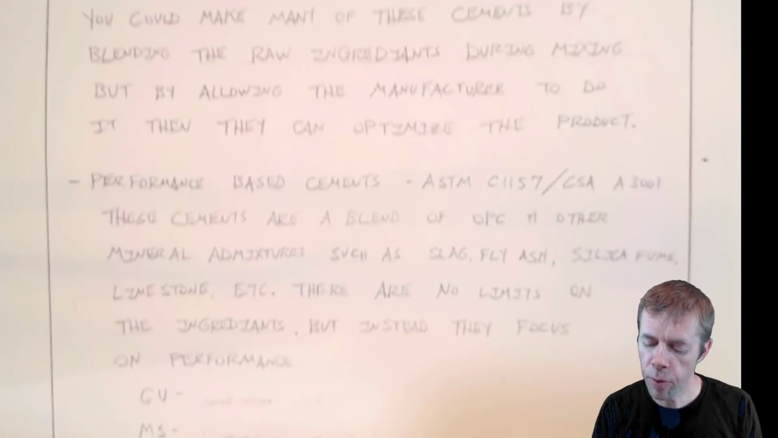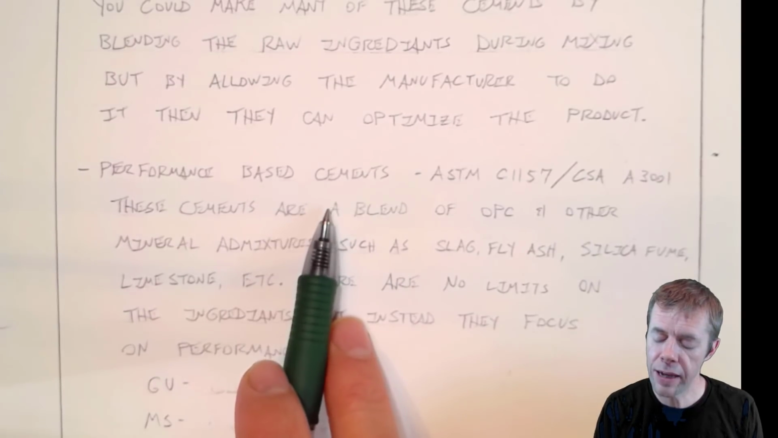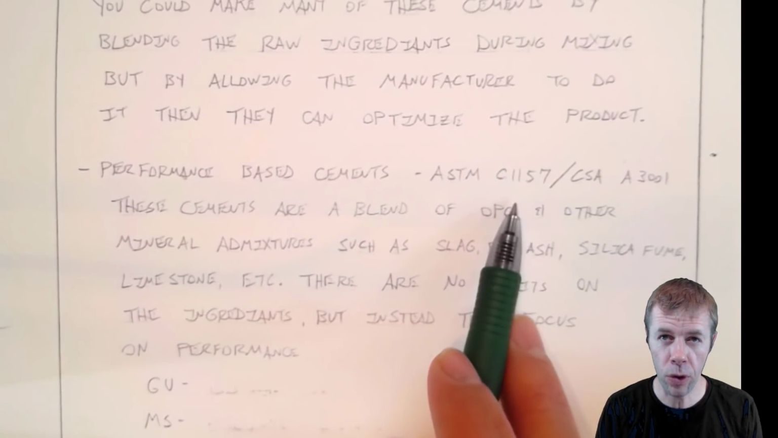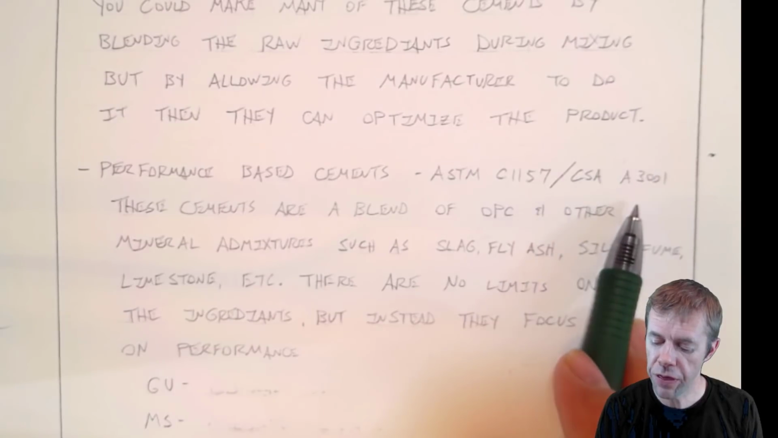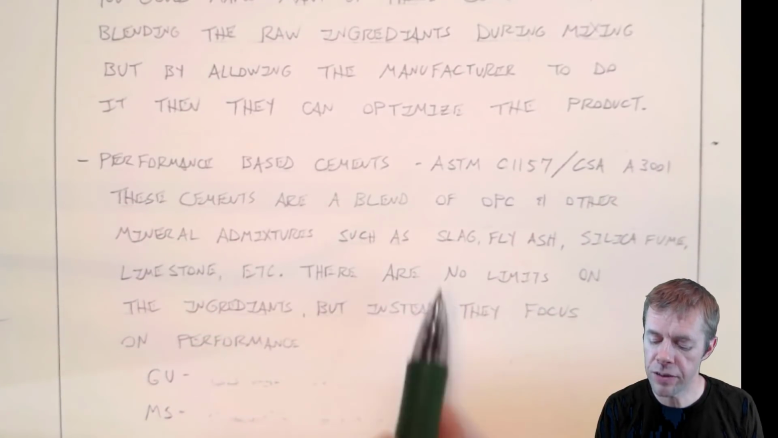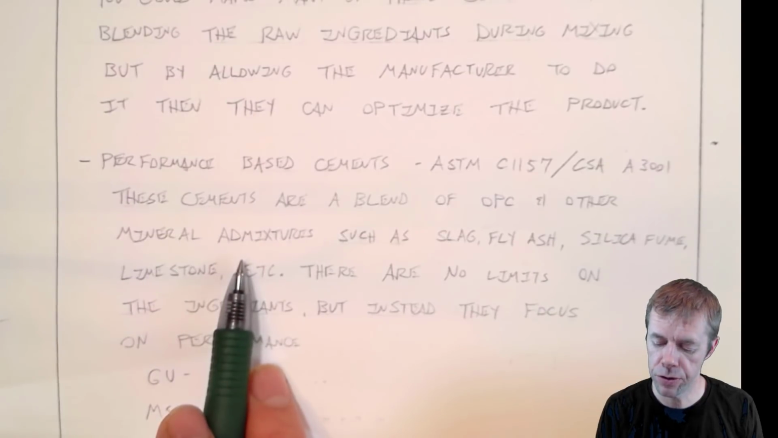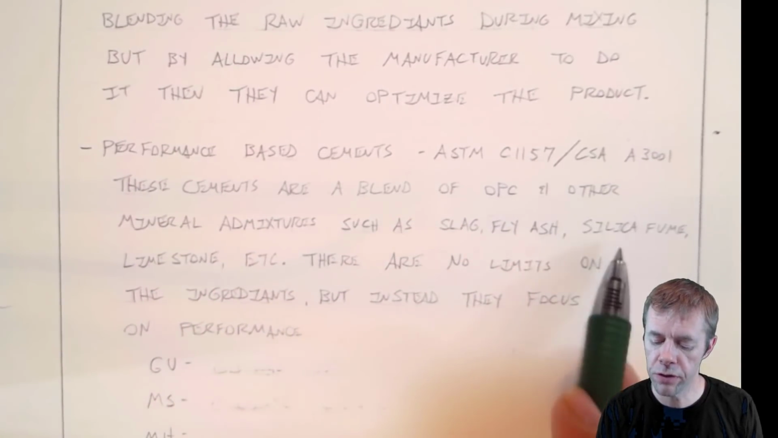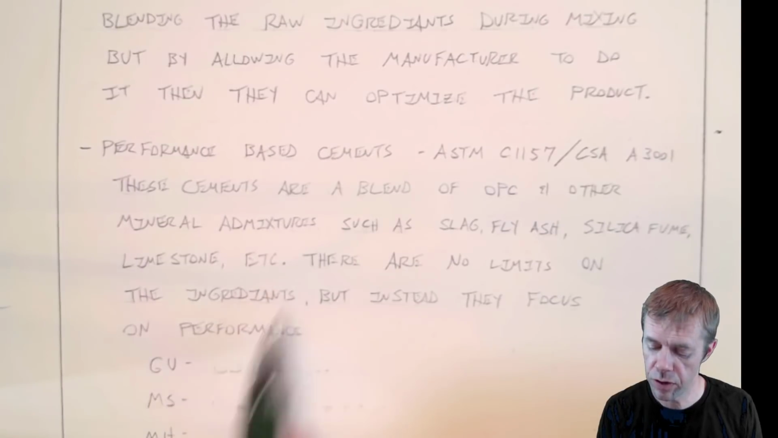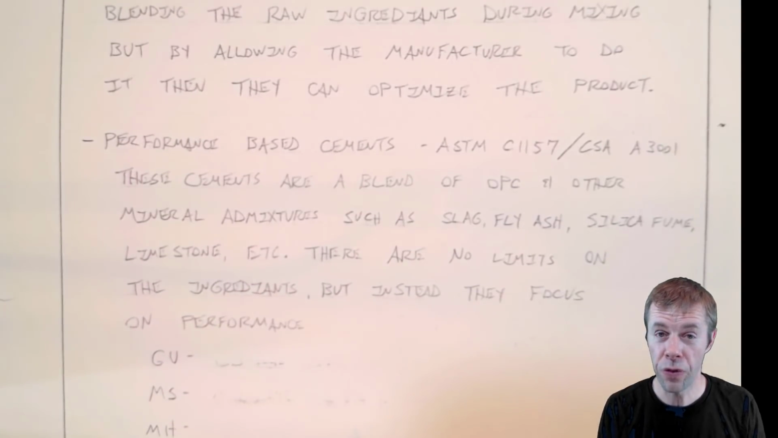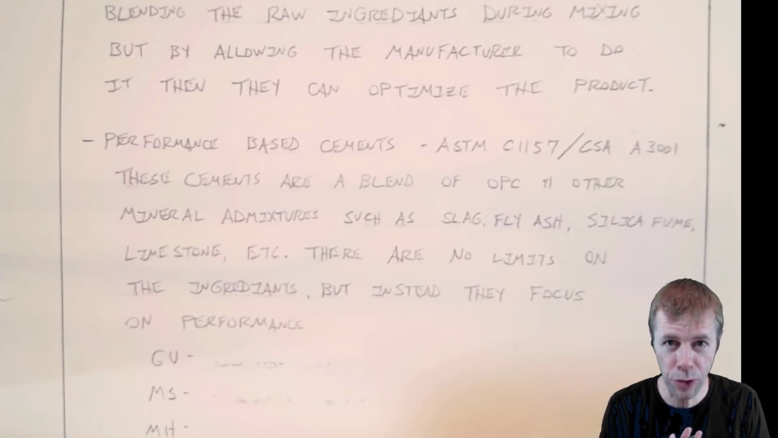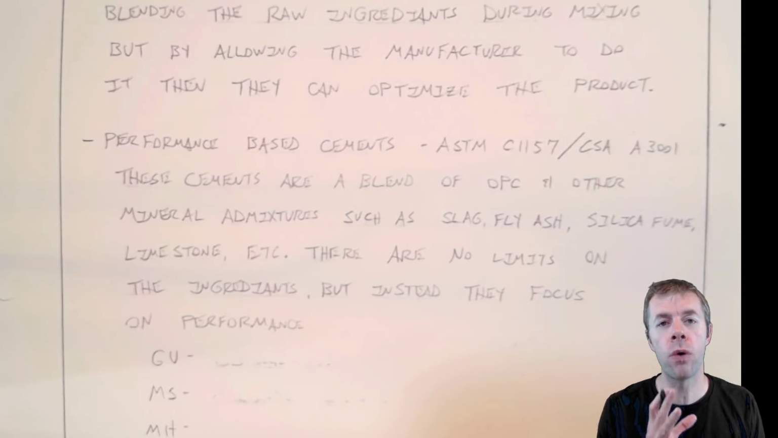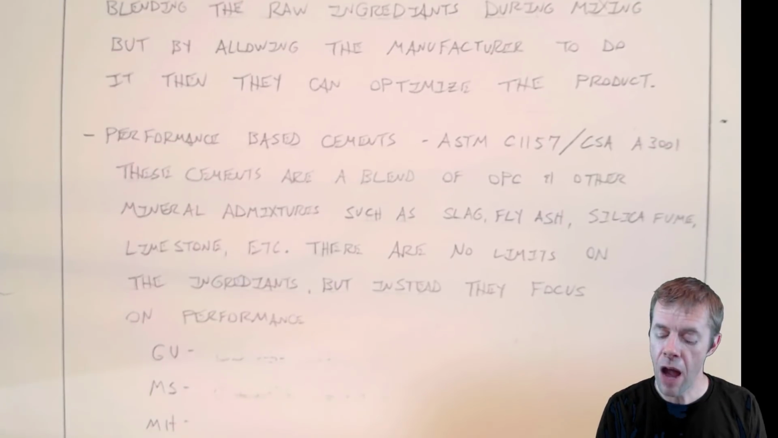And these are called performance-based cements, or ASTM C1157 cements, or in Canada, CSA A3001. And these cements are blends of OPC and other mineral admixtures, such as slag, fly ash, silica fume, limestone, all kinds of other stuff. And there's no limits to what they could use. And they don't even actually have to tell you everything that they use inside of it. But instead, they focus on performance. They focus on saying, we're going to make sure it does this, and it's going to do this really, really, really well.